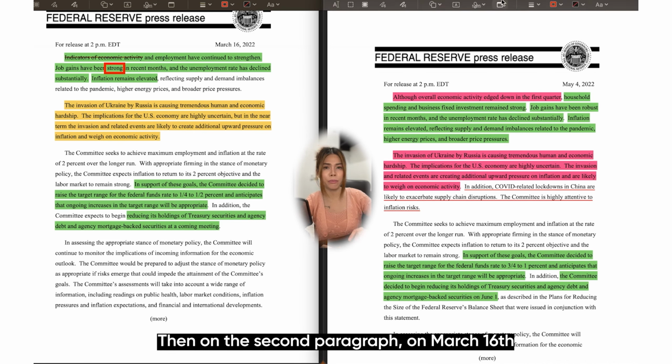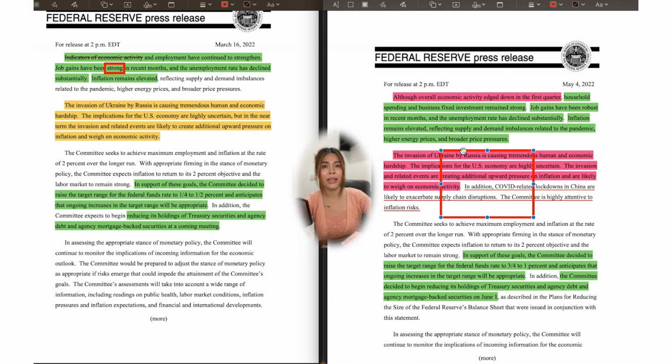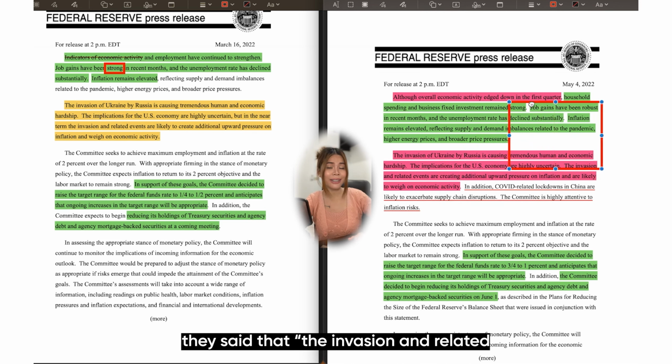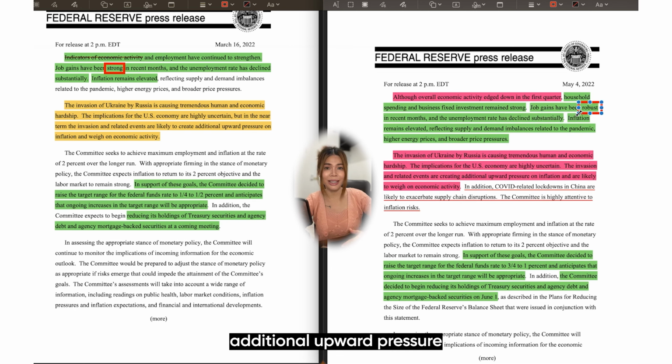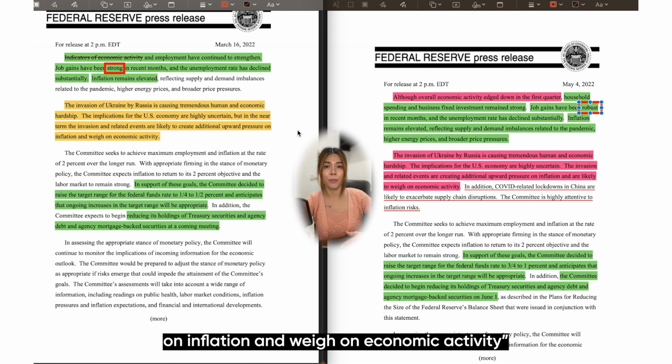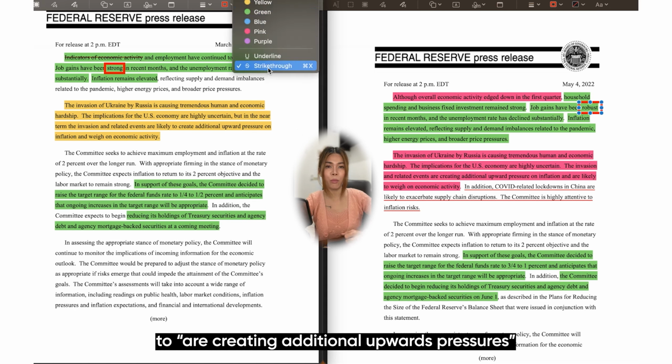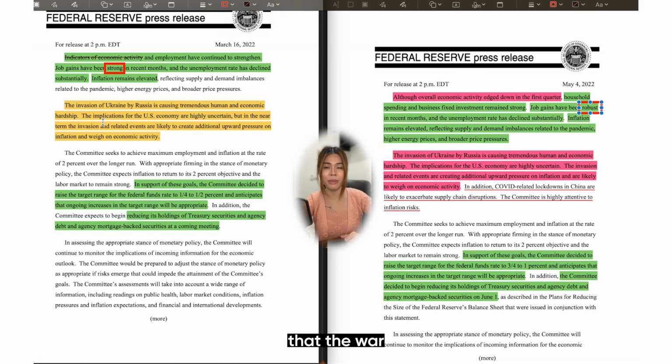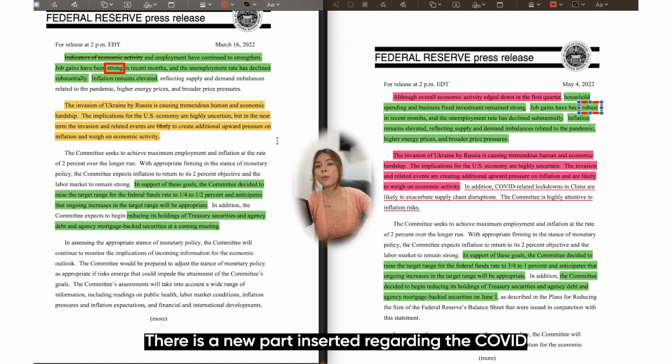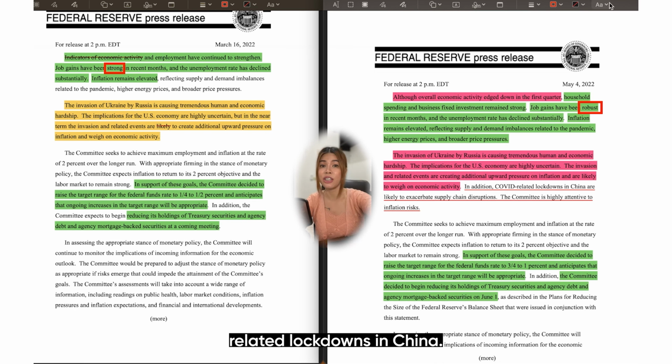Then for the second paragraph, on March 16th, they said that the invasion and related events are likely to create additional upward pressure on inflation and weigh on economic activity. But on May 4th, the wording has been changed to "are creating additional upward pressures." So it has been confirmed that the war has already affected the US inflation and economic activity. There is a new part inserted regarding the COVID-related lockdowns in China.